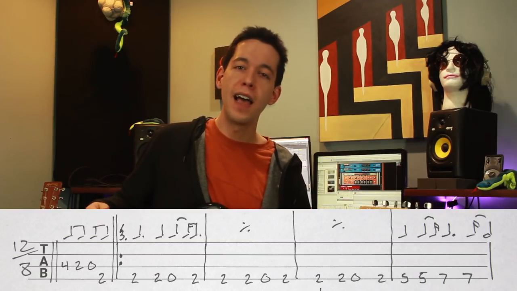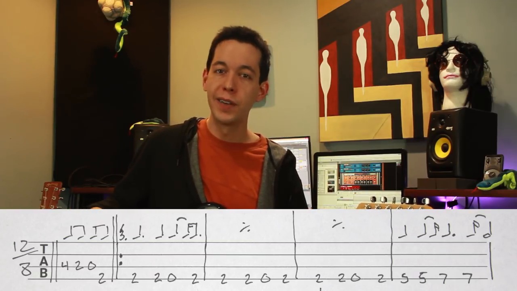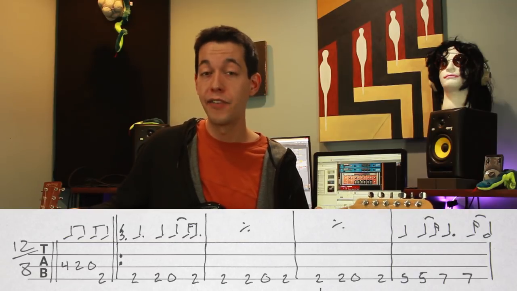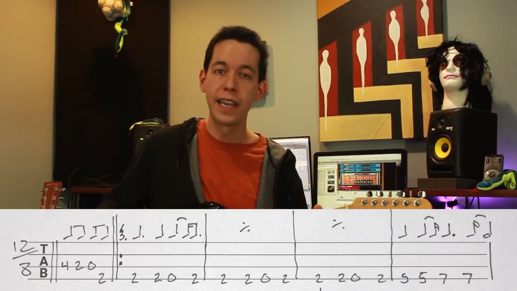I wrote a bass line and a chord progression in F-sharp Dorian, which is essentially just the same thing as the key of E major, just revolving around that second tone.